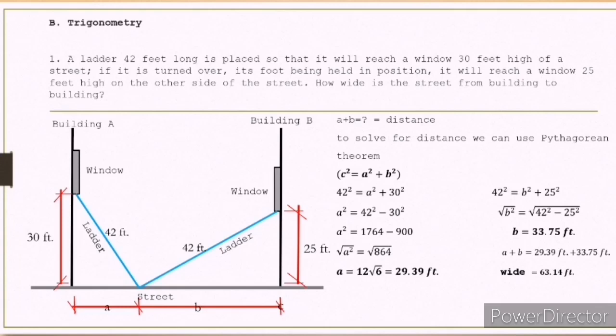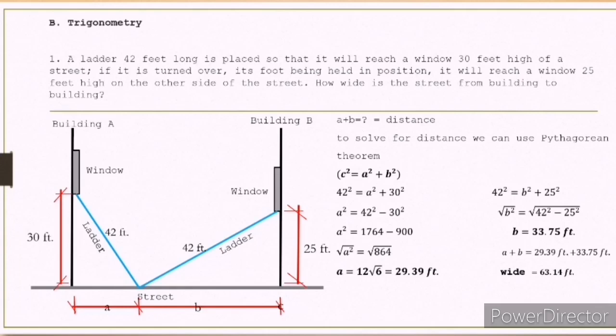So a plus b is question mark, which is equal to the distance. To solve for the distance, we can use the Pythagorean theorem. So c squared is equal to a squared plus b squared. 42 squared is equal to a squared plus 30 squared. So let us transpose: a squared is equal to 42 squared minus 30 squared.